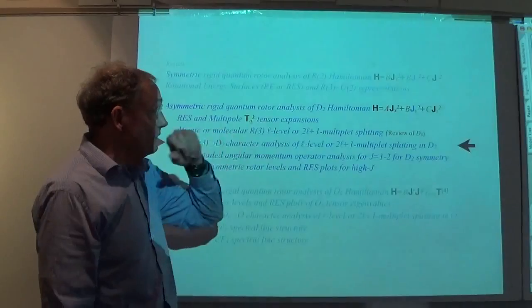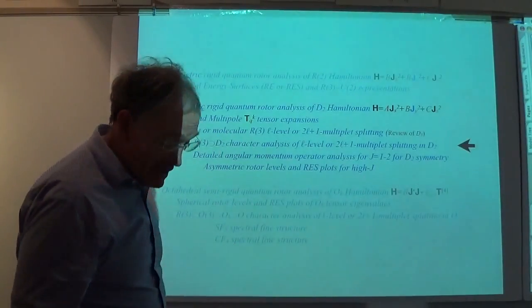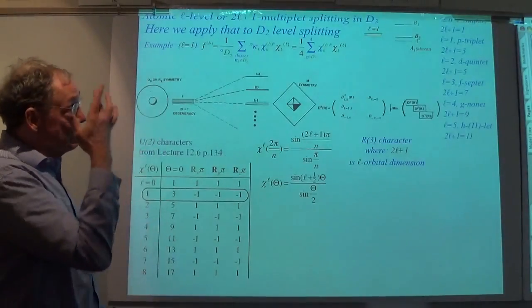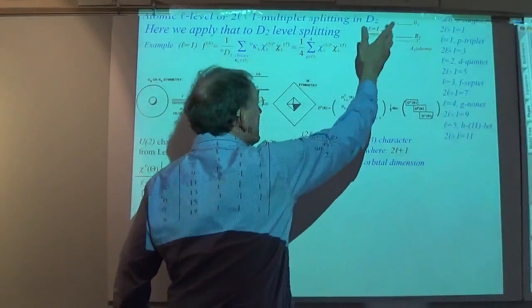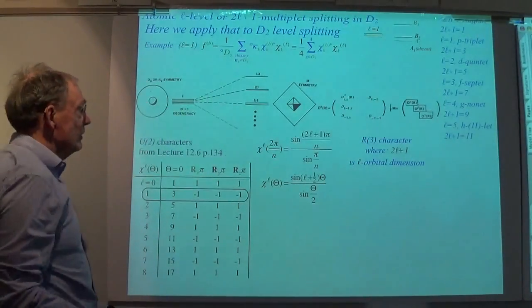Okay, so the character analysis of an orbital splitting. This is good for atomic and molecular physics, both. They have very different physics. But I'm just going to take L equal 1. Okay, it has 3 levels. What do those split to for D2?